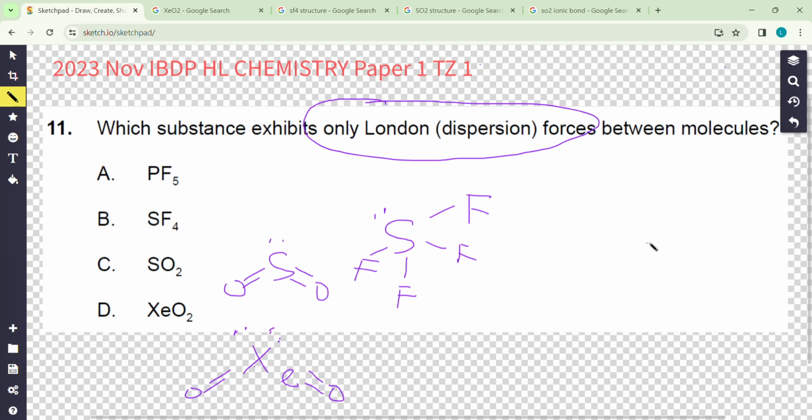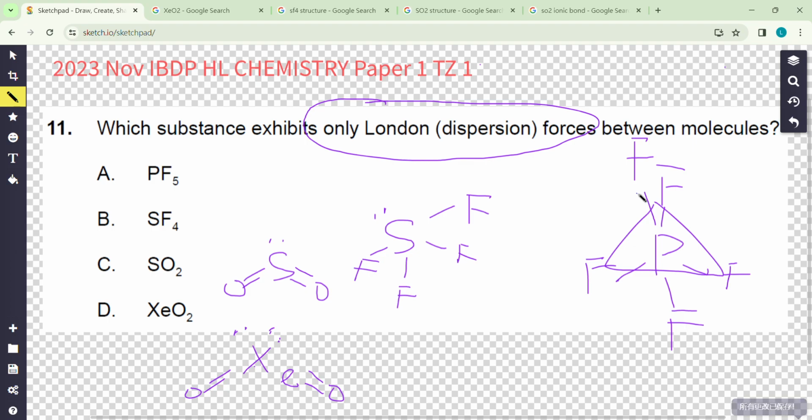But for PF5, the outermost shell electron is connected with the F, triangular bipyramidal. So there's no lone pair for PF5, so it is not a polar molecule, so it only has a London force, so the answer is A.